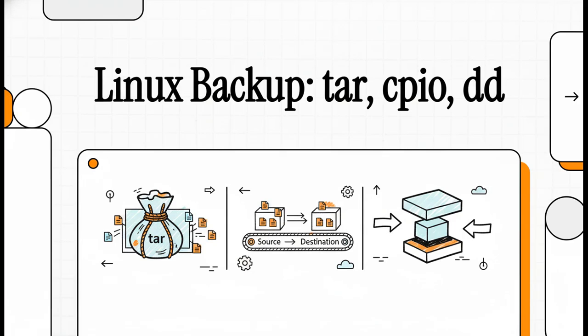When you're in Linux, handling your data is pretty much everything. But there are so many command line tools. Which one are you supposed to use? Well, today we are breaking down 3 absolute essentials for backups and archiving. That's tar, cpio, and dd. Let's get into it and find the right tool for the right job.